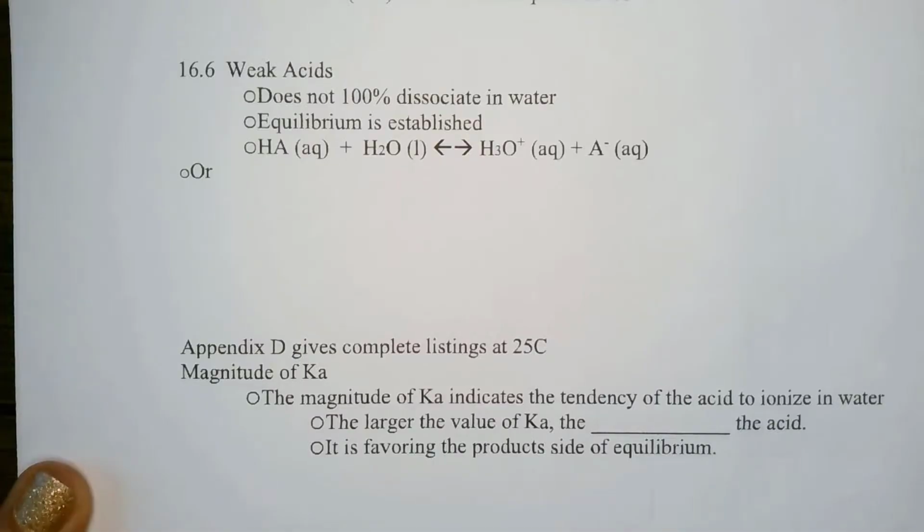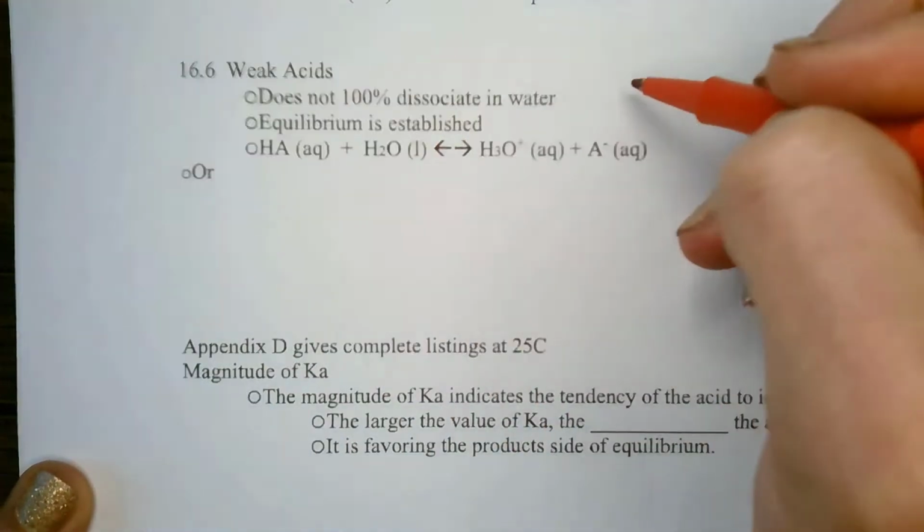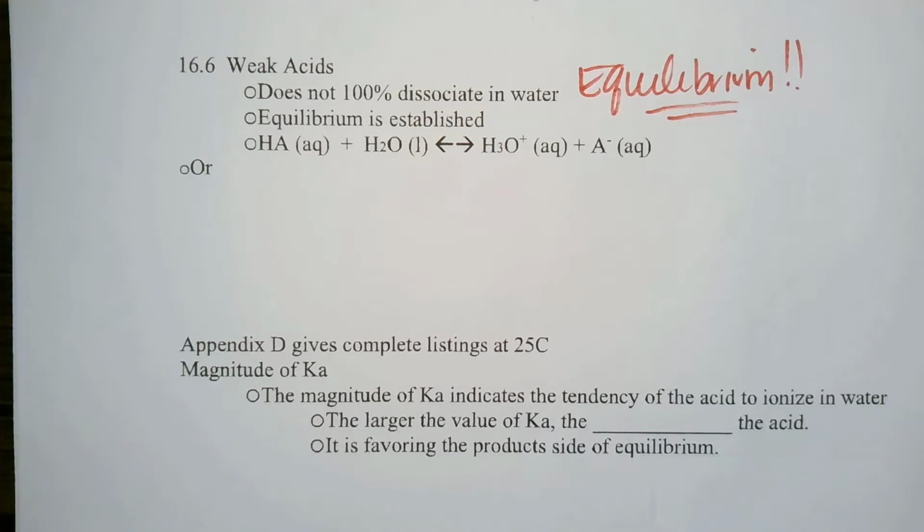So recall from our previous lesson that the word strong means 100% dissociates, and there is no equilibrium that sets up. However, a weak acid does not dissociate in water completely, and when I think about the term weak, I think equilibrium. So setting up between the conjugate pairs is an equilibrium problem through and through. So we need to set up our values for hydrogen ion concentrations from an ICE chart.